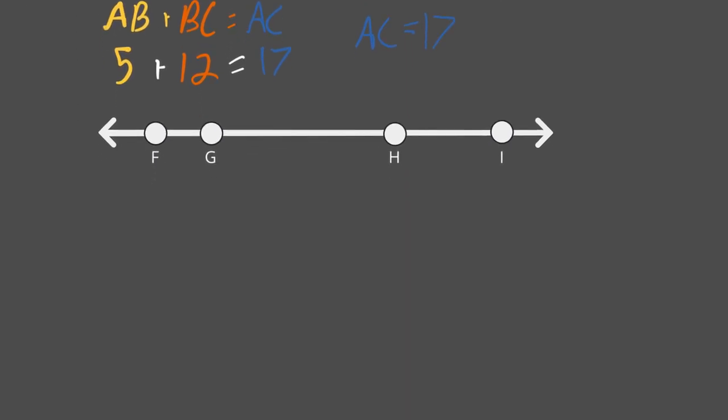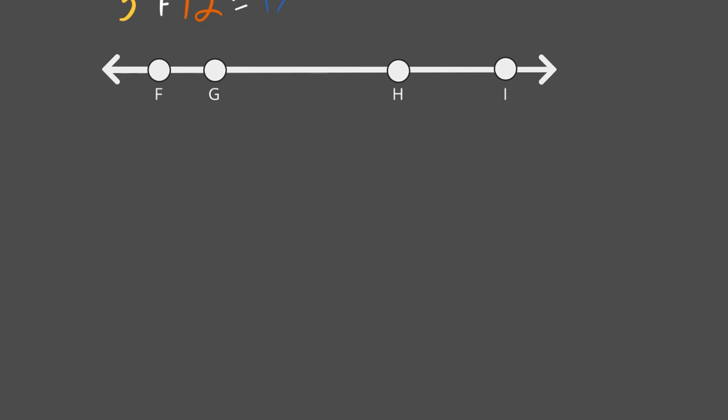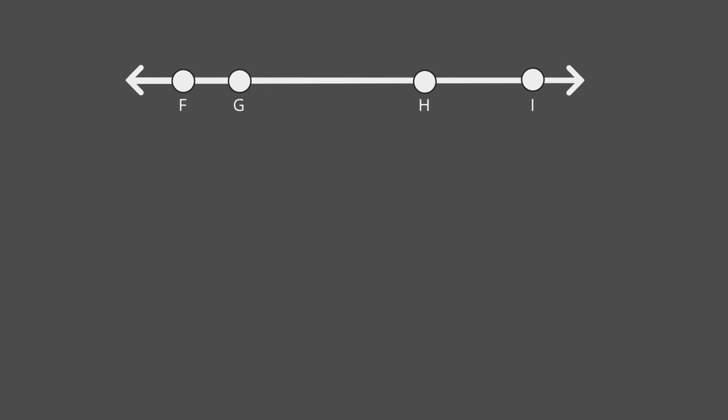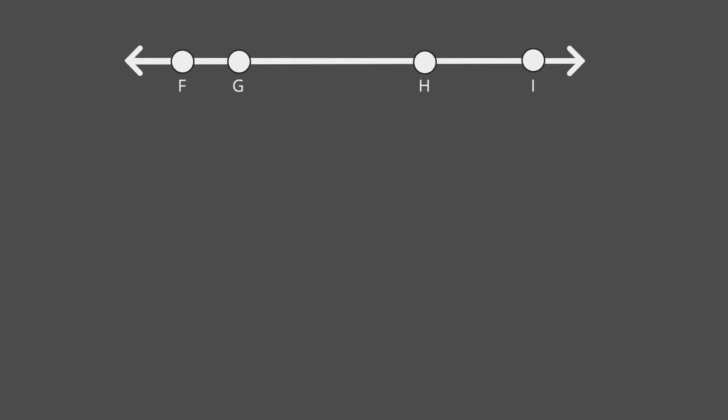Now let's take a look at the second problem. I'll drag it down to give us some extra space. We can call this line F, G, H, and I, or line FI for simple. But again, we can break it up into each individual part called FG, G and H, and lastly H and I.